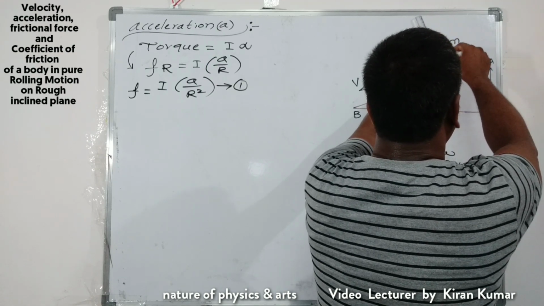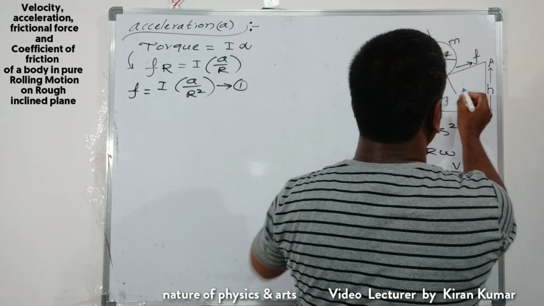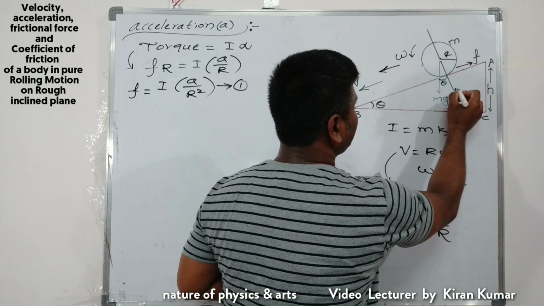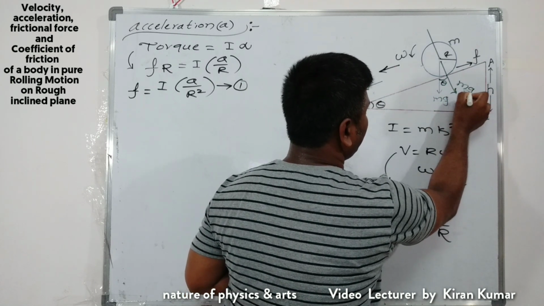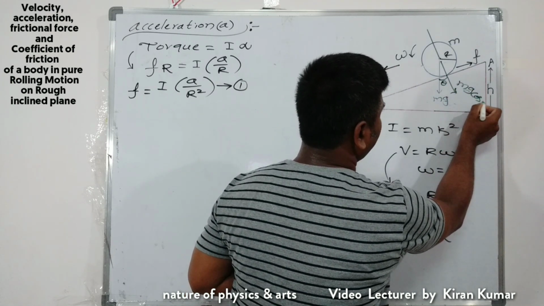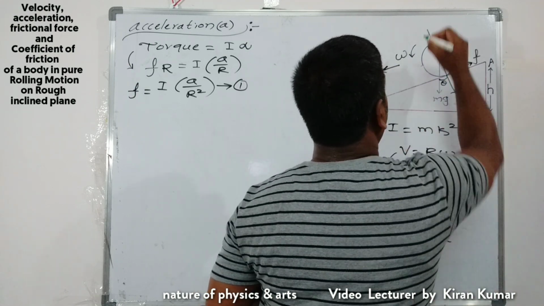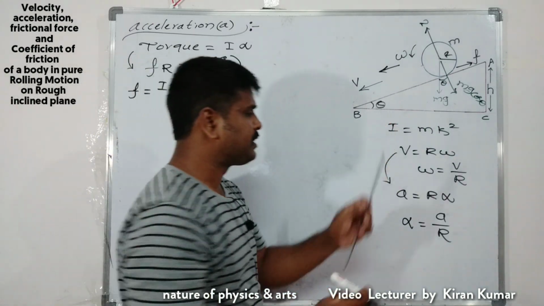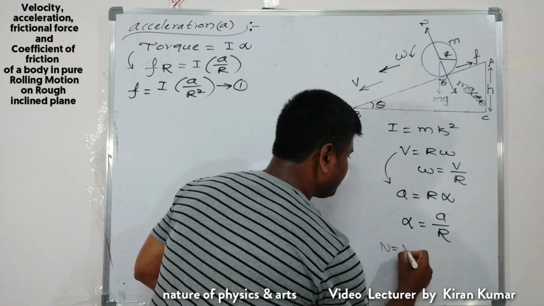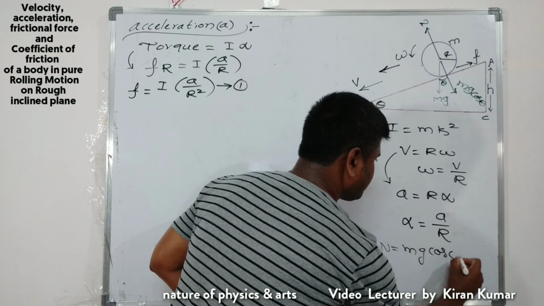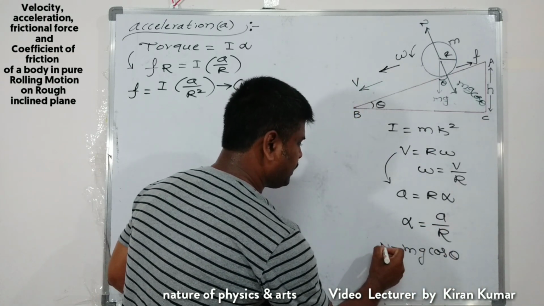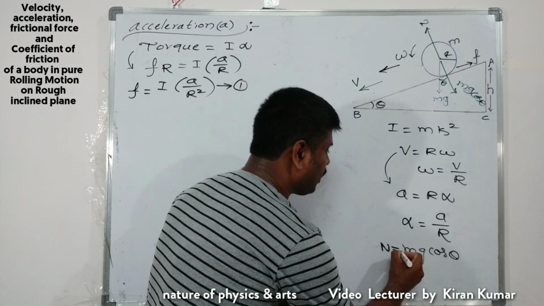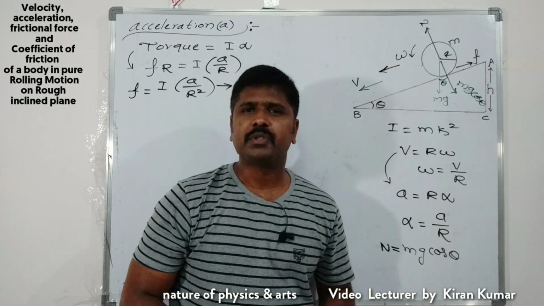So this is the normal reaction, and this is mg cos theta. This is making an angle theta, so mg cos theta. Here the normal reaction is balanced by the mg cos theta. Both are equal in magnitude and opposite in direction.